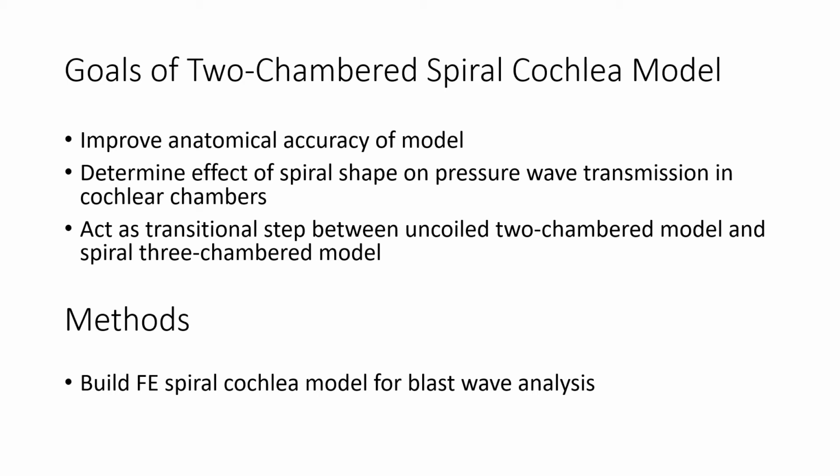Finally, this model is a precursor to a future anatomically correct model we hope to complete with three chambers in the spiral cochlea, separated by the basilar membrane and Reissner's membrane. Thus, the two-chambered spiral cochlea model is very important for the continued understanding of inner ear behavior during blast overpressure exposure. We aim to accomplish our goals by changing the finite element straight cochlea in the full ear model to a spiral cochlea that could be used for blast wave analysis.